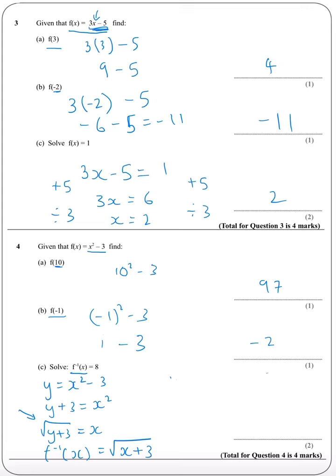And now we need to solve it. We need to work out when does our inverse function, which is the square root of x plus 3, equal 8. So now we create an equation. When does the square root of x plus 3 equal 8? So now we need to square both sides. And when we square both sides, that gets rid of that radical, okay? And we get x plus 3 equals 64. Take away 3, x equals 61. So my answer is 61.